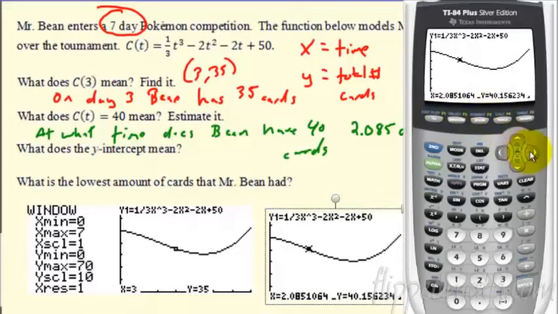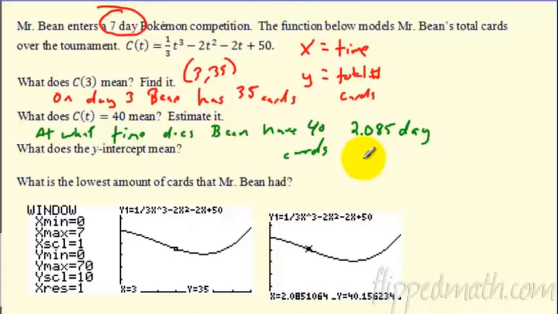Is that the only spot? No, it's going to be out here too. So if I come over here, following that along, is he going to get 40 again? He's coming back up. So he starts off losing cards, bombs out, and then he starts gaining cards again. How close can I get? I think this one's closer. So it looks like day 6.18, so 6.181 if we round that. So after 6.181 days, he's back to 40. So he actually went down, and then he came back up. Cool. And again, we can find that later on exactly, but for now, I just want to use that trace button, practice tracing. What does the y-intercept mean?